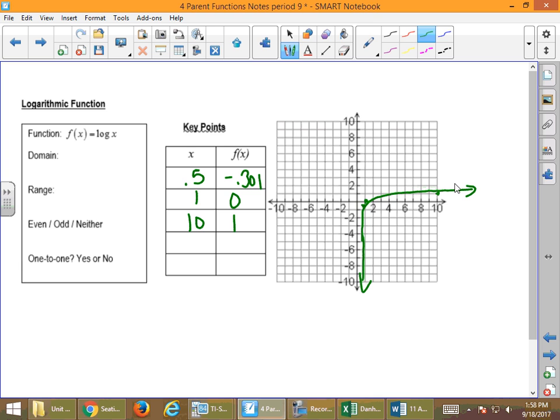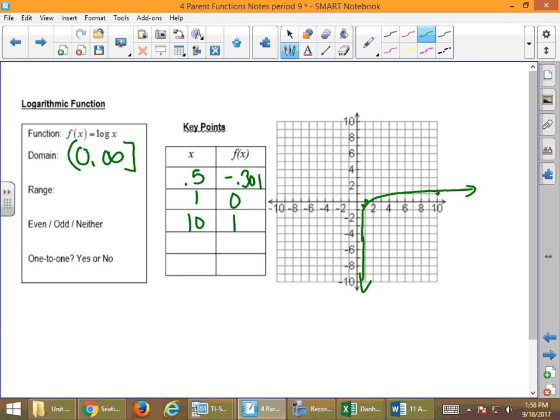And what we can see on this particular graph as you're graphing it is it's everything to the right of the y-axis, and that means that our x values are only going to be from 0 to infinity, and 0 is not included. So it's going to be from 0 to infinity, because our graph, even though it doesn't show up so well on the calculator, is getting closer and closer and closer to the y-axis, but is not quite touching.